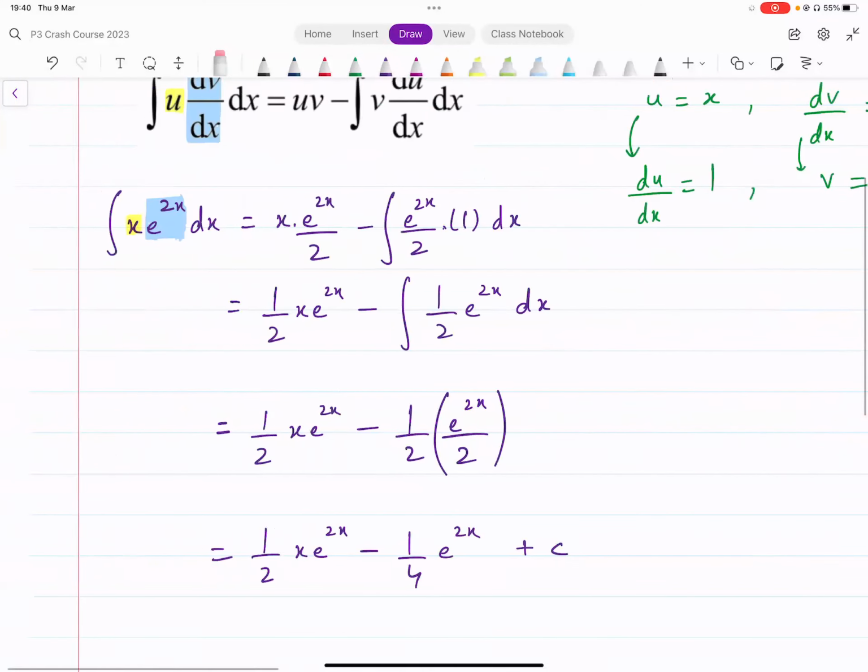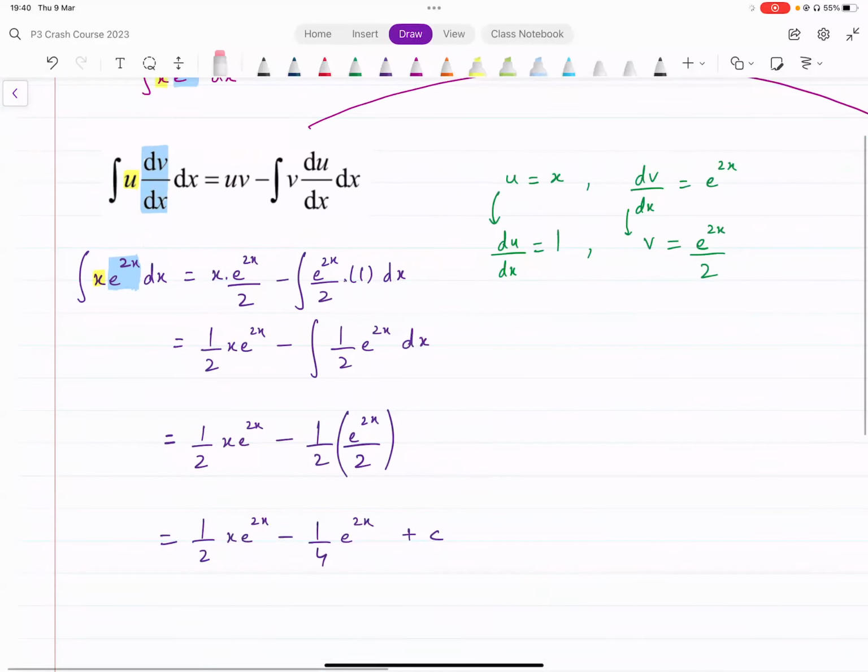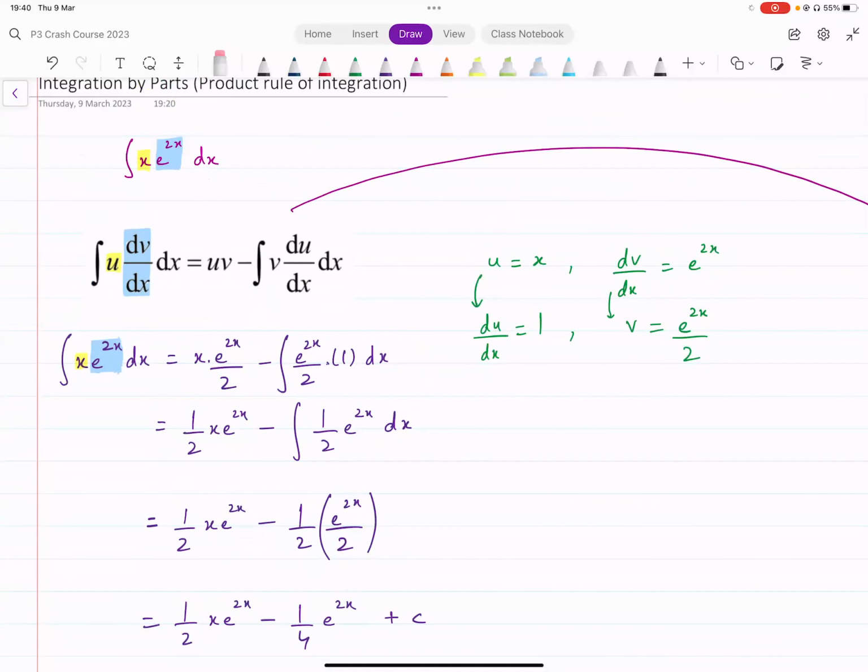It's given in the formula sheet. You just have to input values. Just understand what you're going to do: you're going to take one expression as u and the other as dv over dx. Okay. Now let's take a few examples to try and understand this better, how to use this formula.